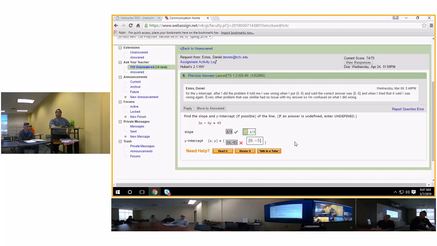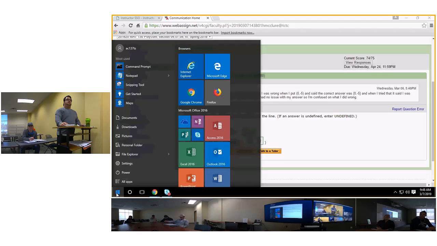It says, find the slope and y-intercept of the line. So let's do that. What do you have to do to find the slope and the y-intercept? Solve for X? No, you're wrong. We solve for y first. Get y by itself. Let's turn on our handy dandy whiteboard, which disappeared.